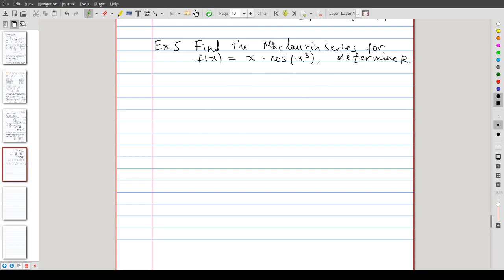Of course, we could go ahead and try to compute derivatives of f at 0, but that would be really cumbersome and really unpleasant. So there is no periodicity for the derivatives of this function as there is for, say, sine or cosine. So this computation will be much more unpleasant. What we should do instead is use our knowledge of the Maclaurin series for cosine.